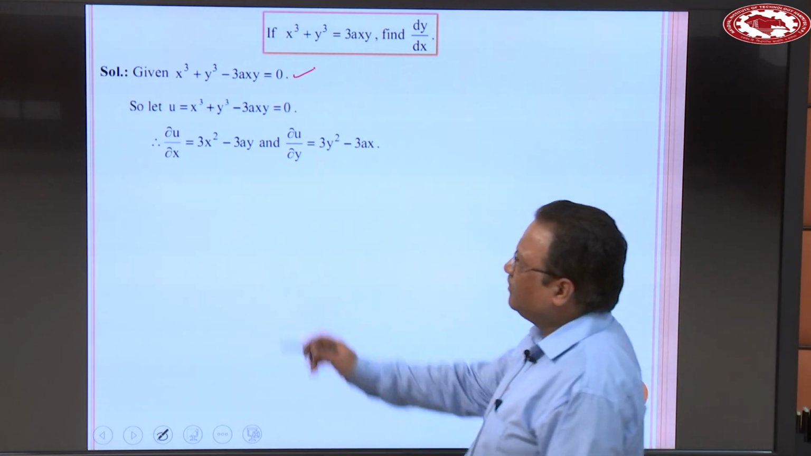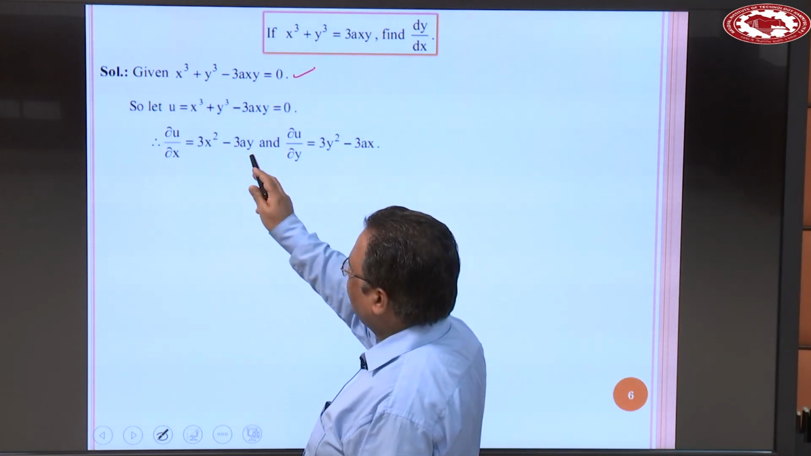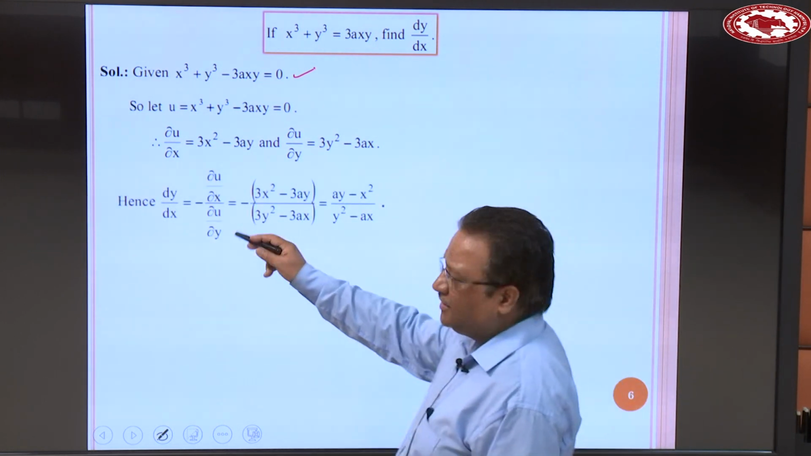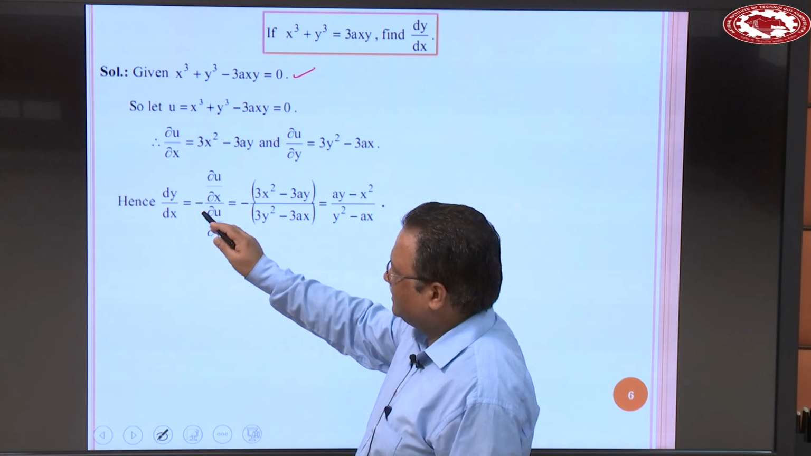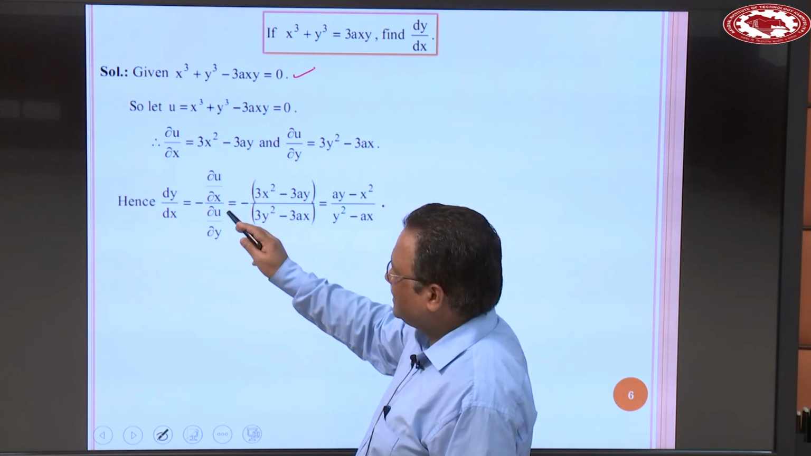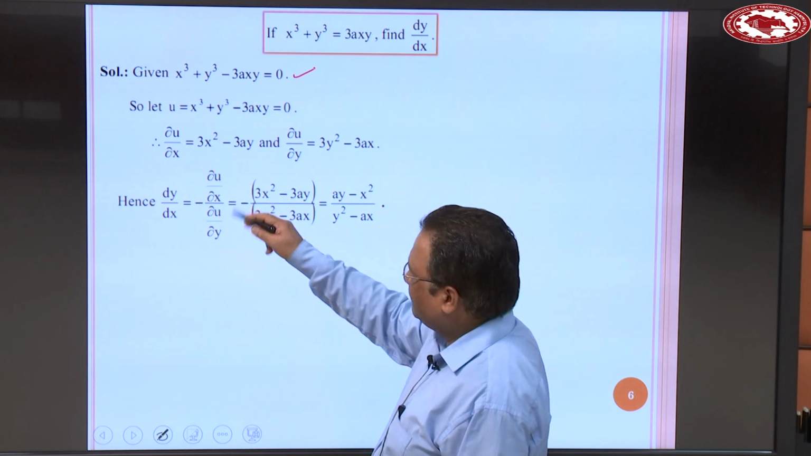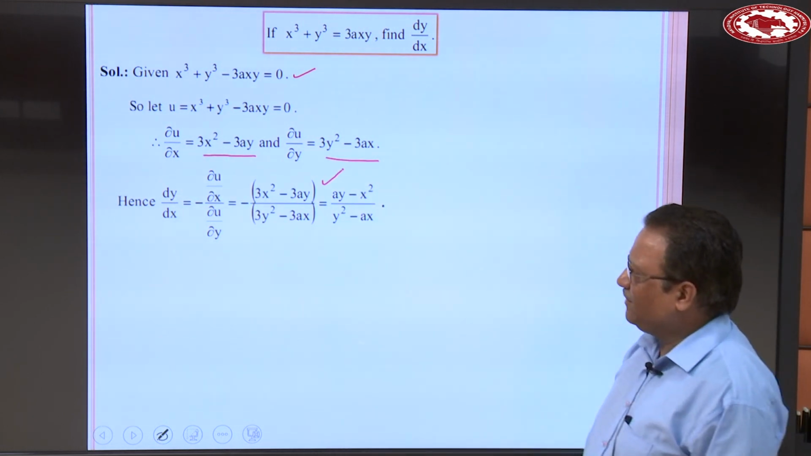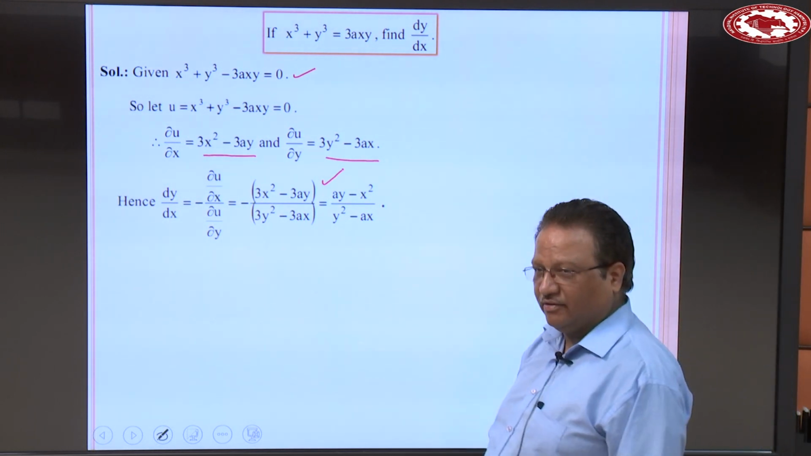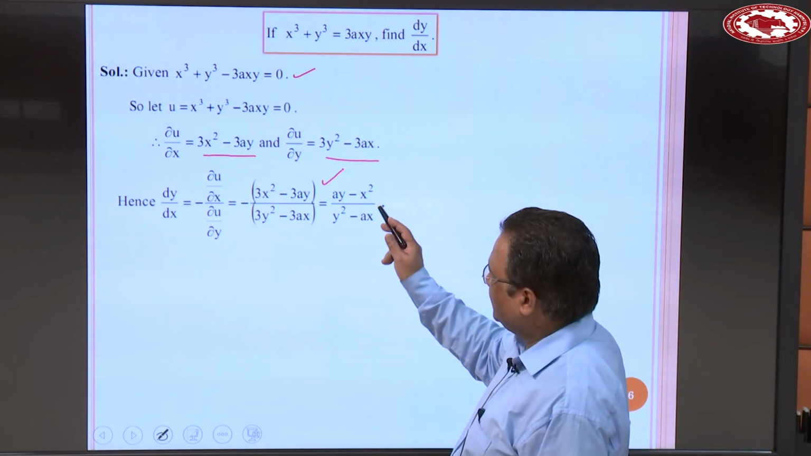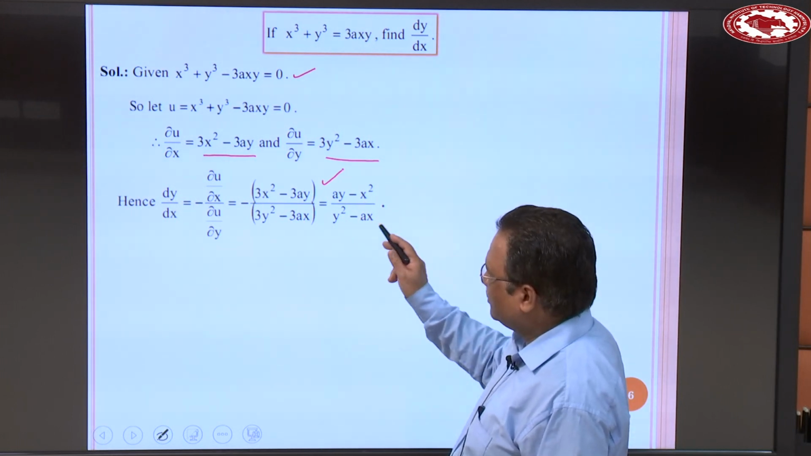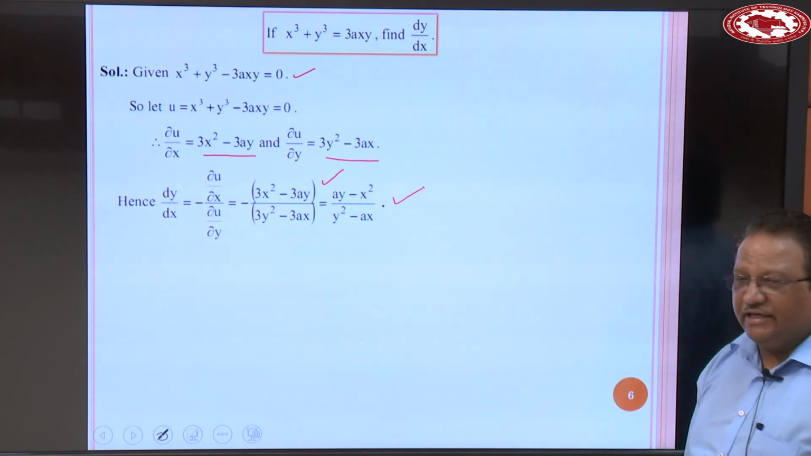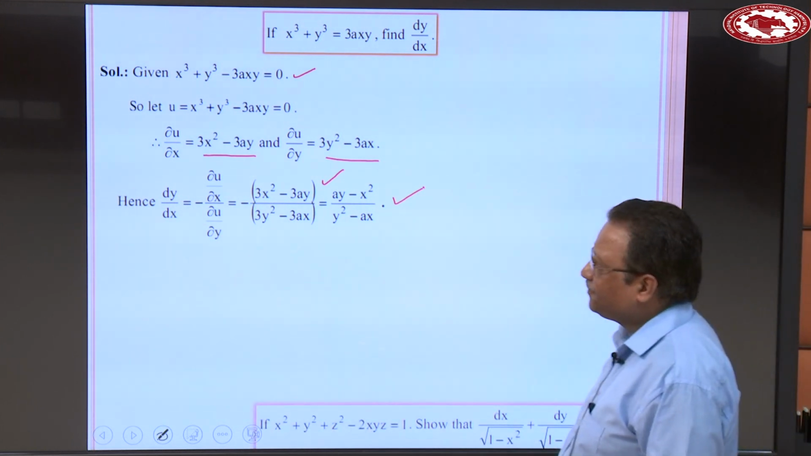Calculate ∂u/∂x = 3x² - 3ay, and ∂u/∂y = 3y² - 3ax, and substitute in the relation: dy/dx = -(∂u/∂x) divided by (∂u/∂y). Substitute both these values and simplify, 3 is common throughout, okay, and cancel. We get (ay - x²) divided by (y² - ax). So, this one is the value of dy/dx.